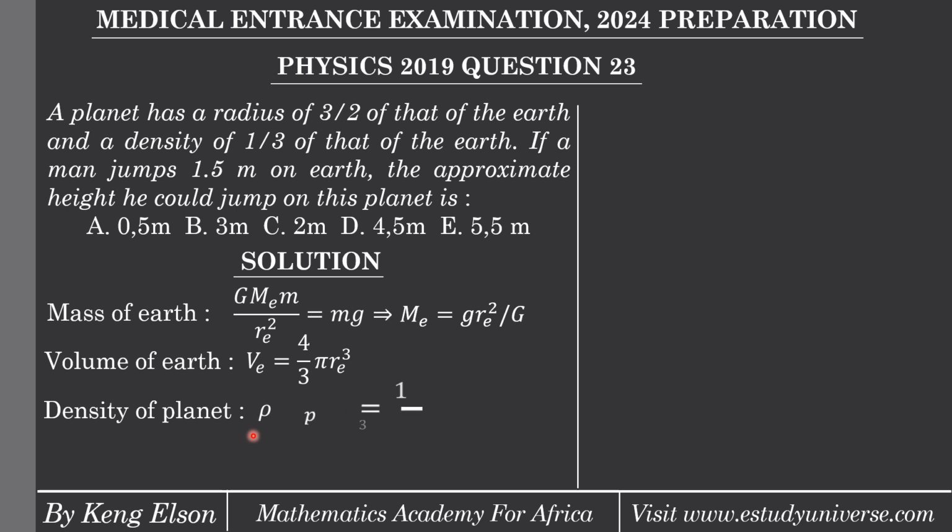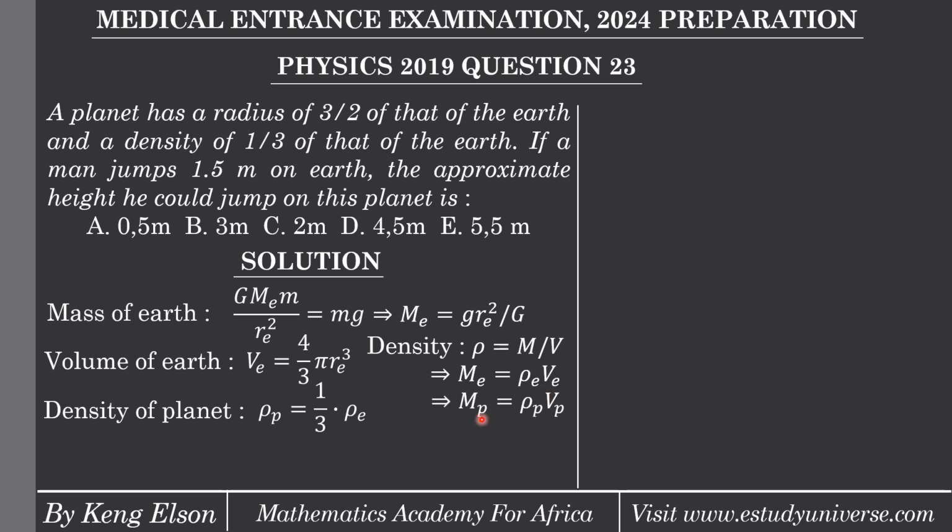The density of the planet is basically 1/3 times the density of the Earth as per the question. But normally, density of any body is equal to the mass of that body divided by the volume of the body. So density is mass per unit volume. So it therefore means that the mass is going to be the density times the volume. So the mass of the Earth will be the density of the Earth times the volume of the Earth, while the mass of that planet will be the density of the planet times the volume of the planet. You're going to see where I'm going to.